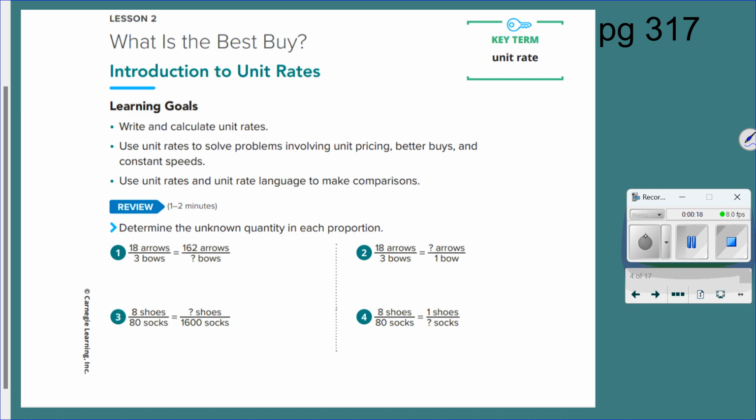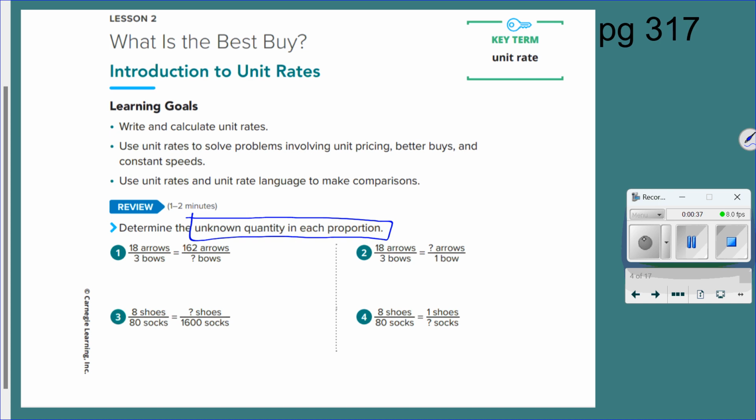Good. Before we start on today's lesson, we're going to do a review of finding the missing quantity in each proportion. And we've done this several times, so this should not take you long. I'm going to give you about 2 minutes, and then we will go over it. Go for it.